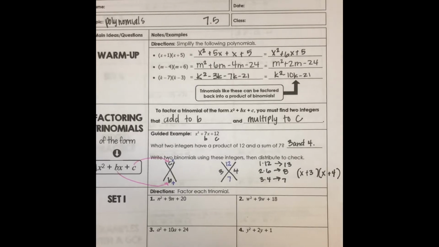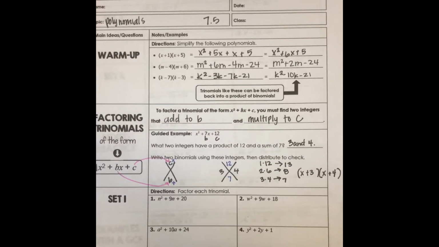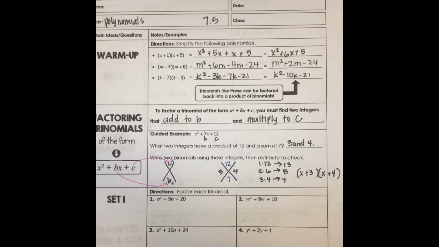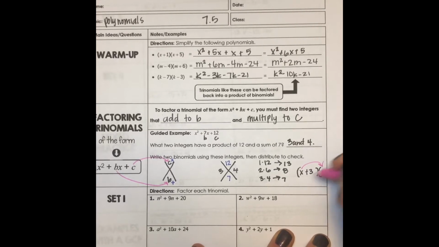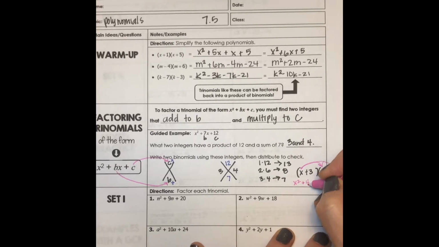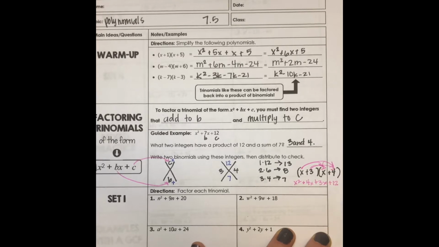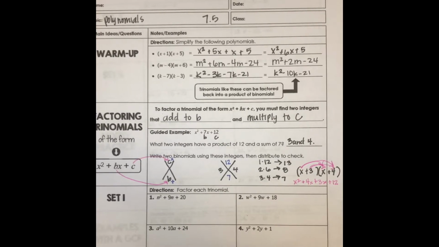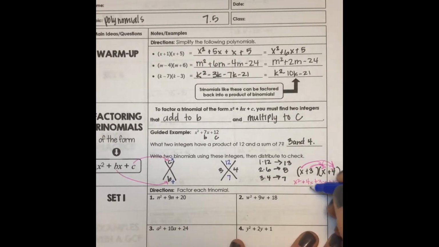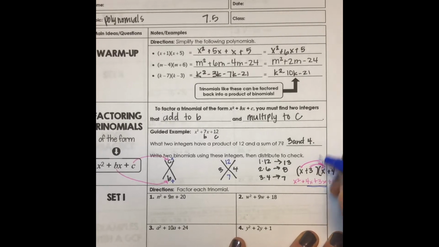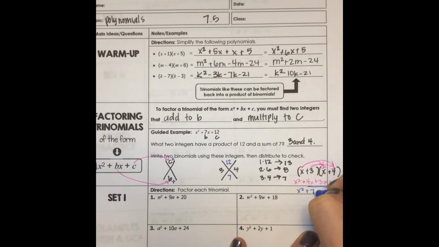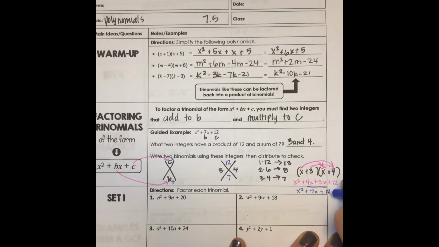And now I can distribute and check. So I end up with x squared plus 4x plus 3x plus 12. And then these two right here, this 4 and this 3, combine: x squared plus 7x plus 12.